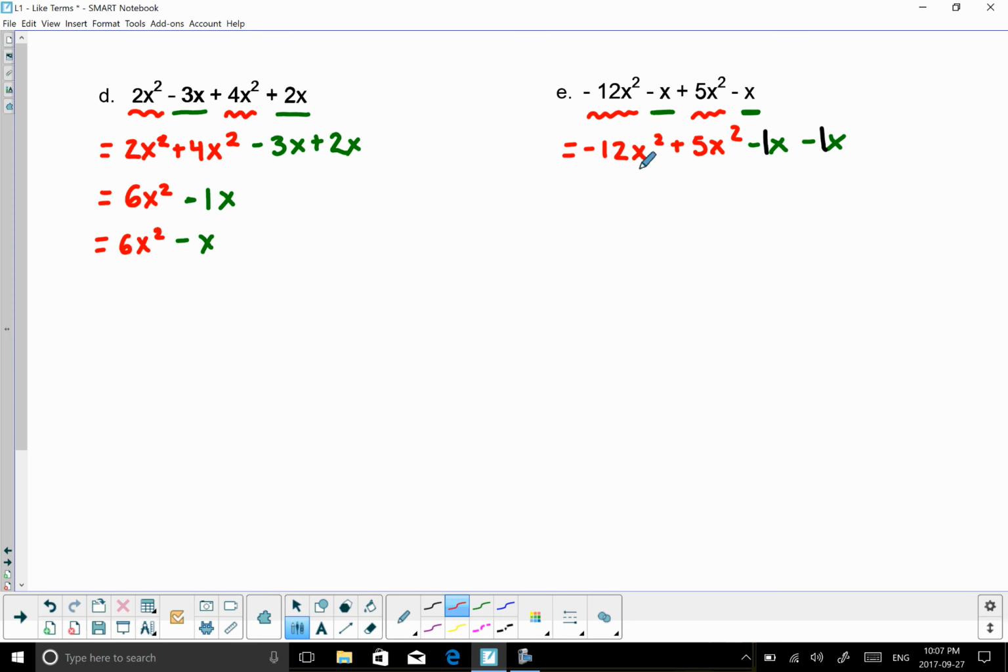Then I have negative 12x squared, and I'm adding 5x squared. So you're going to do negative 12 plus 5. So there's more negatives than positives. My answer is definitely going to be a negative. When I think 12 minus 5, I get 7. And then you're going to add these. I have a negative 1, and I'm subtracting 1 from it, so it's going to become negative 2.